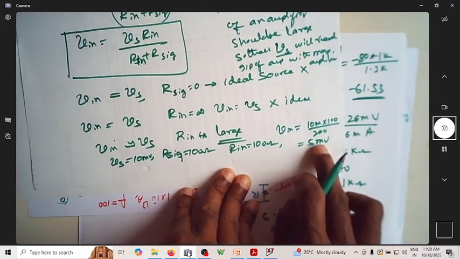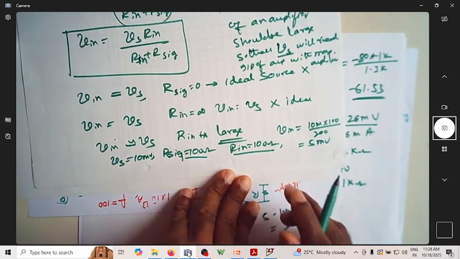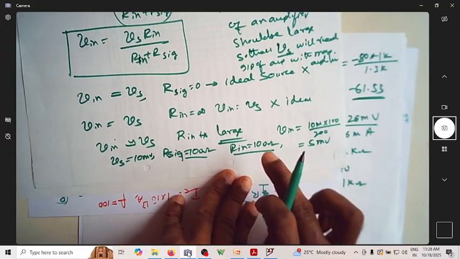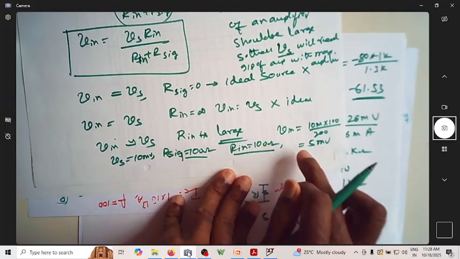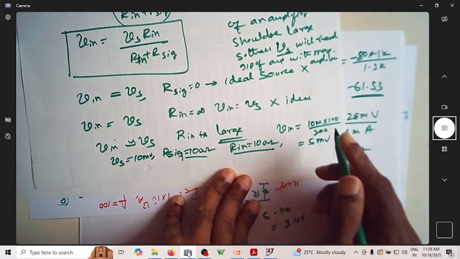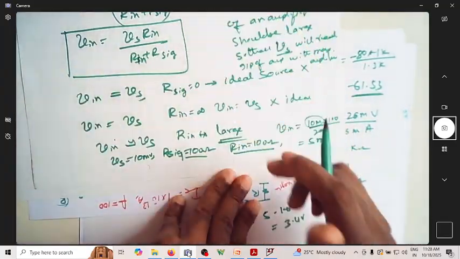You are getting only 5 millivolts if Rin is equal to R signal. Because this 100 ohm is a small value, this is less resistance, you can see you are not getting the complete voltage out of 10 millivolt, you are getting only 5 millivolts at the input of the amplifier.